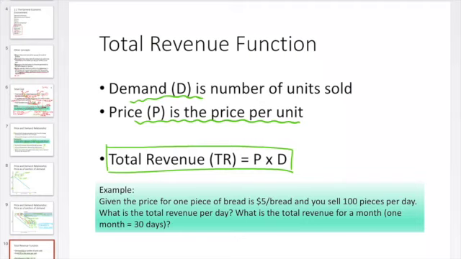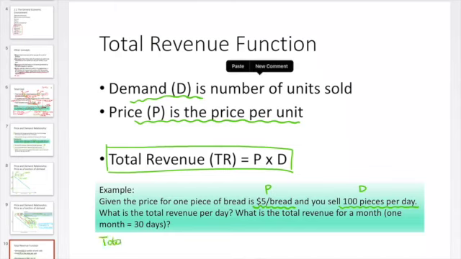And here is an example. So given the price for one piece of bread is $5 per bread, that's the price. And you sell 100 pieces per day, that's your demand. What is the total revenue per day? And what is the total revenue for a month? Okay, let's do the total revenue per day because you know your demand per day is 100.